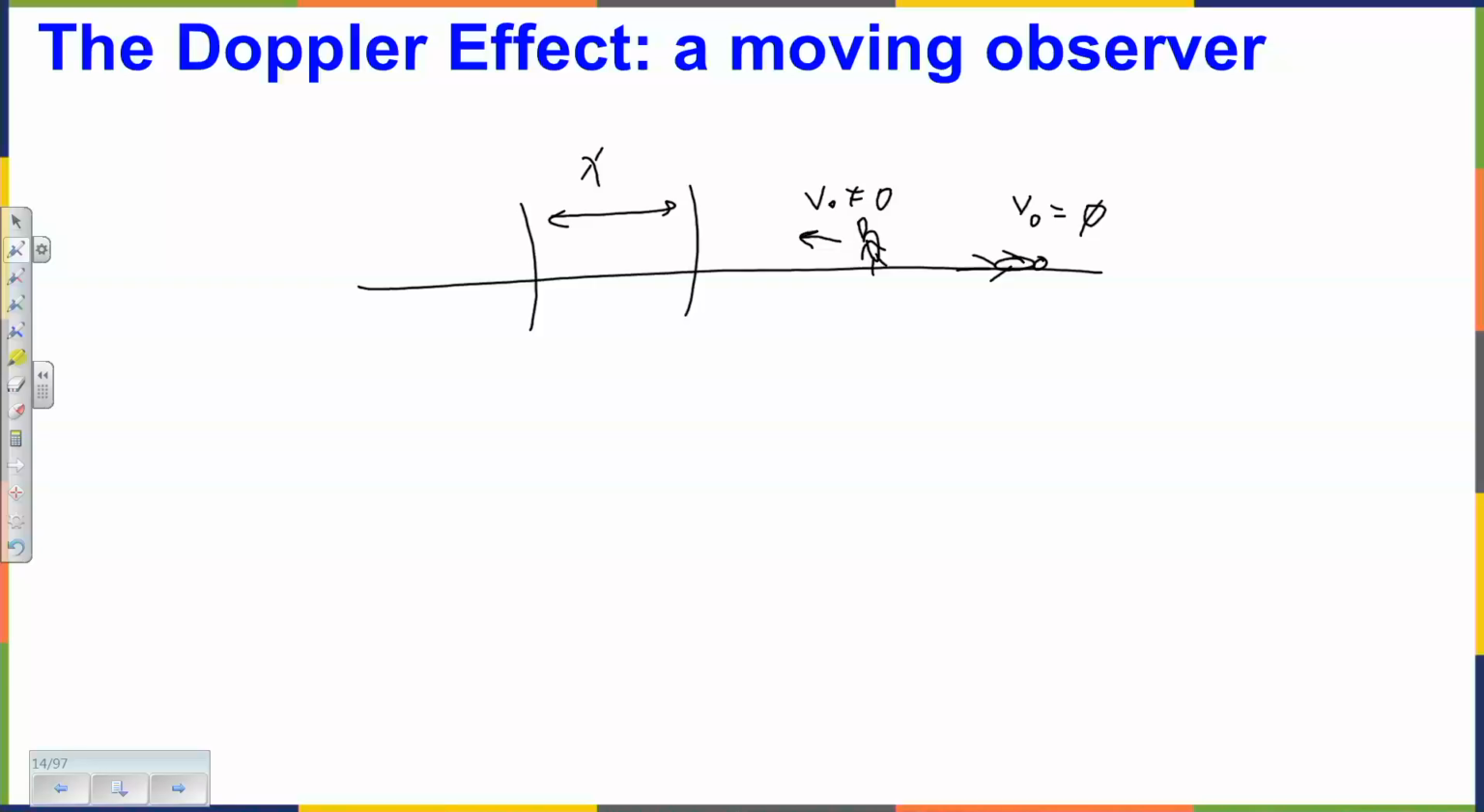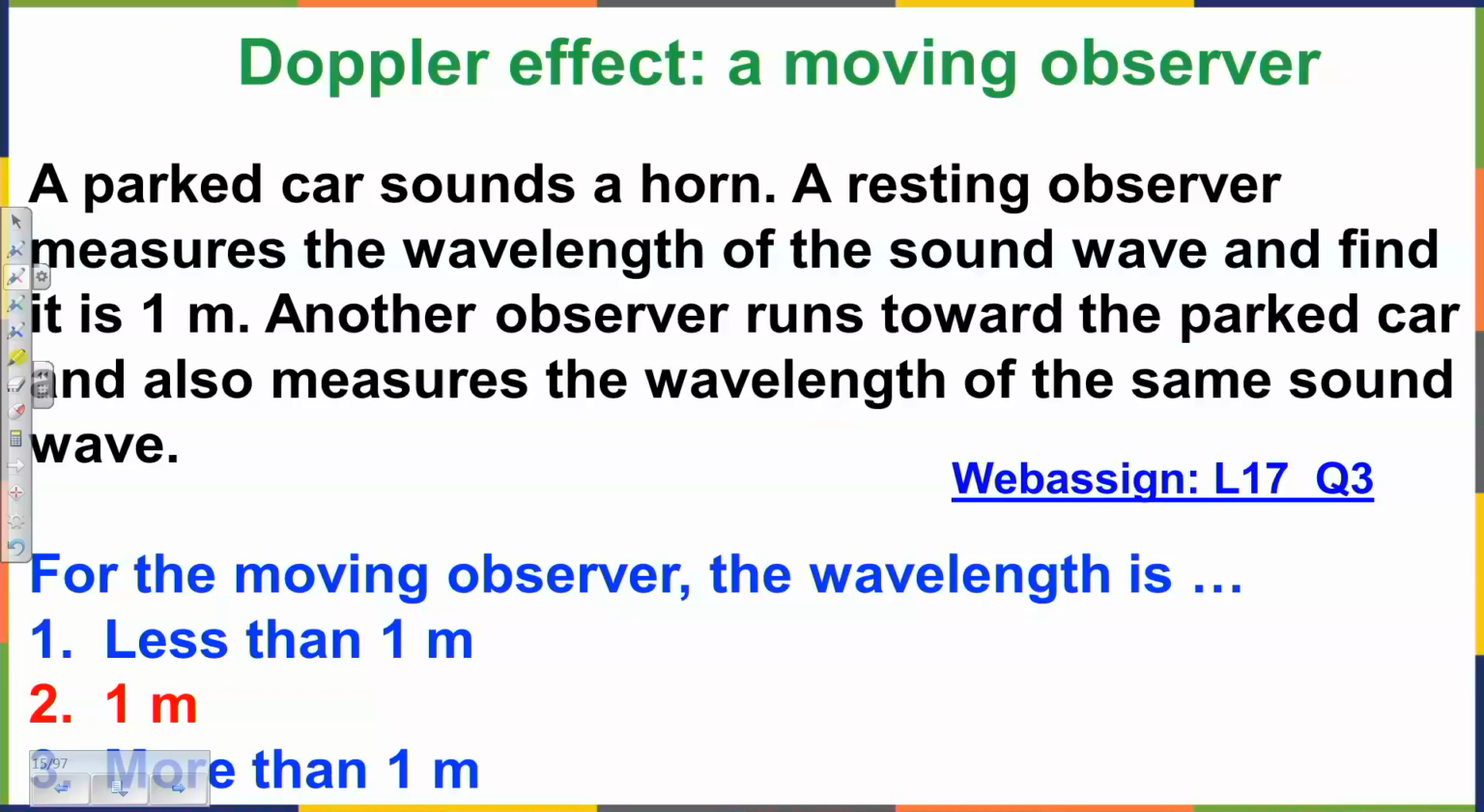Well, this wavefront travels relative to the ground. The speed of the sound is a fixed number. But if the observer starts moving, the speed of the sound relative to the observer now should be different from the speed of the sound relative to the ground. And that's, again, the blast from the past. So 1 meter.